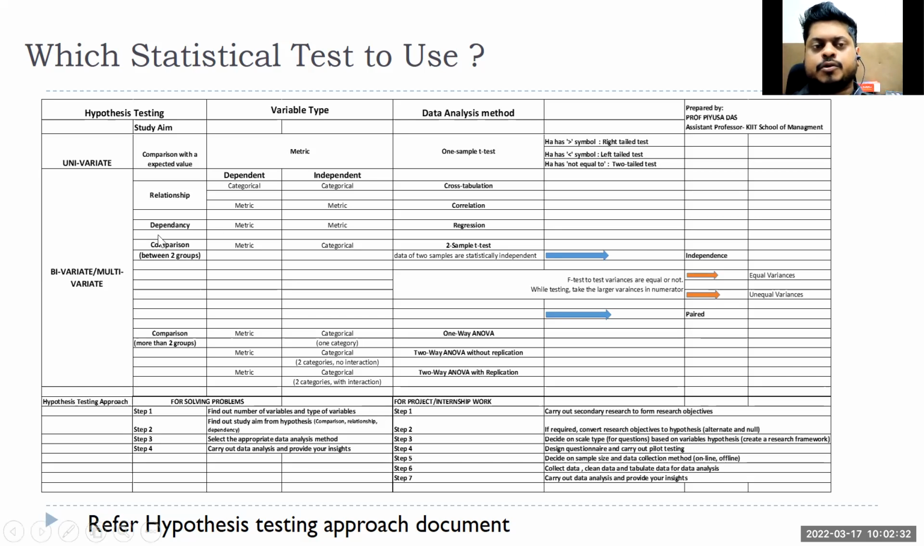So you have to be careful about how many variables you have in your research objective, and what you are trying to find out. Most of the time the research objective will be in this format: relationship, dependency, comparison between two groups, or comparison of more than two groups. Then find out what kind of variable, what your dependent variable is, what your independent variable is, and accordingly these kinds of tests can be carried out.